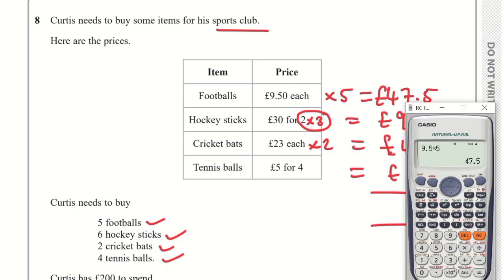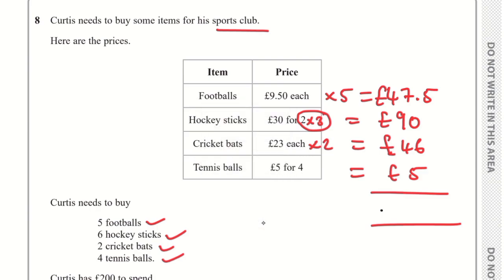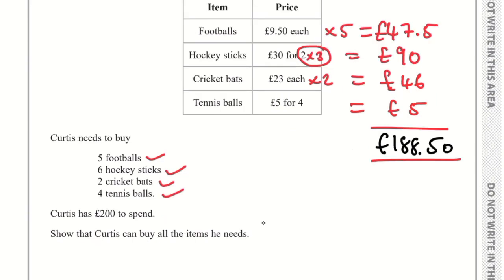So what do we have first? Let me shift this here. So we have 47.5 plus 90 plus 46 plus 5. When you add all these, you're going to have 377 over 2. Convert that to a decimal, you'll have 188.5. So you have £188.50. And here it says Curtis has £200 to spend.